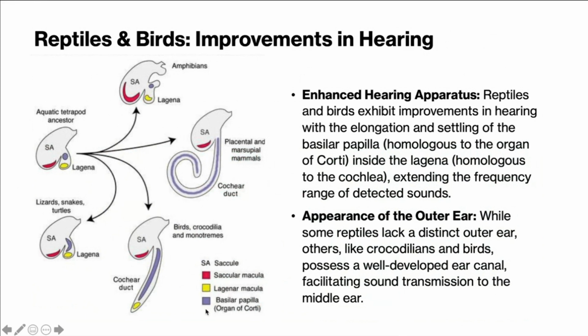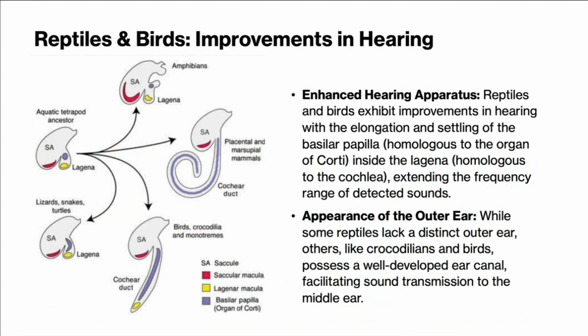What we're saying is that the basilar papilla essentially became elongated, as you can see, in birds and crocodiles, and this again enhanced their sense of hearing. This basically meant that they'd be able to hear sounds at a different range of frequencies. So the more developed the basilar papilla, the better the range of frequencies of sounds that you'll be able to hear.